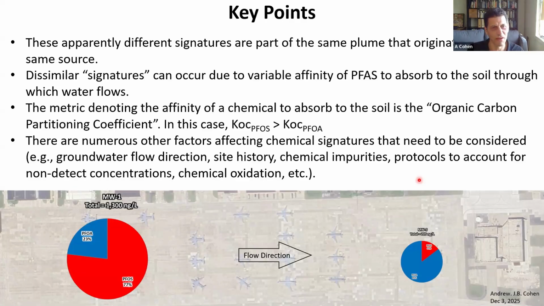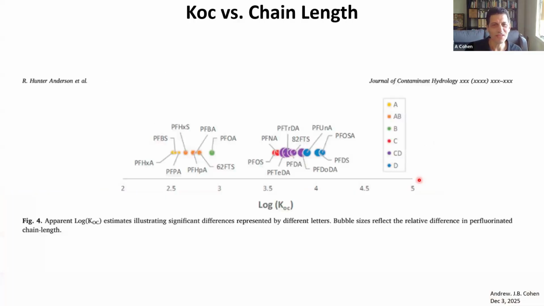Now, as I pointed out earlier, there are numerous other factors affecting the chemical signatures that need to be considered. But I just wanted to point out two here because it always takes a lot longer to absorb this information than I think we often assume. And of course, these Koc values vary for different compounds. So you're going to see different ratios and different pie chart compositions when you compare different PFAS chemicals.